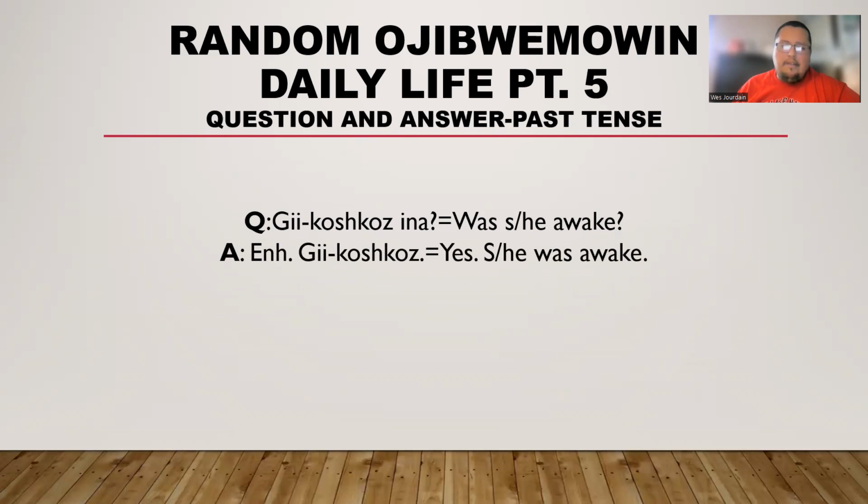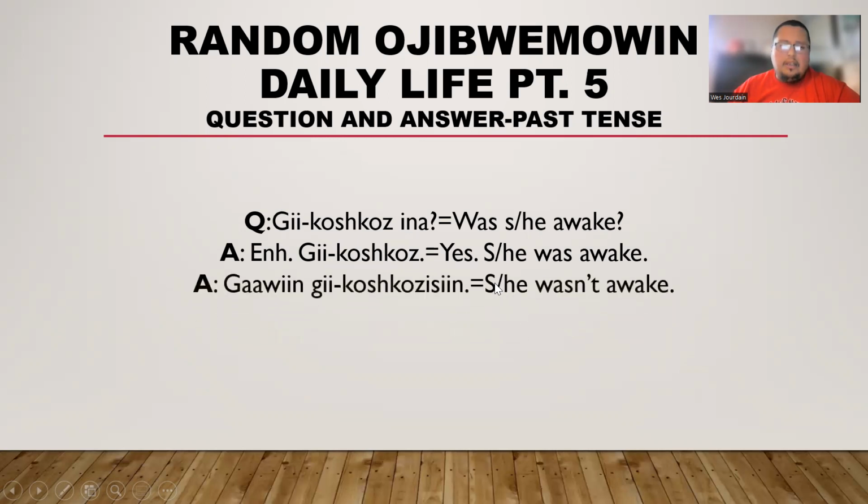Notice I said that short I falls off when you put a tense marker on these. That I from goshkozi falls off. So don't get too confused or wrap your mind around that too much. It just comes naturally after you get it through your head. Gikoshkoz. Yes, she or he was awake. Or gawin gikoshkozasin. She or he wasn't awake.